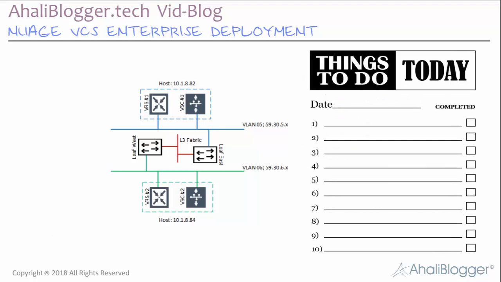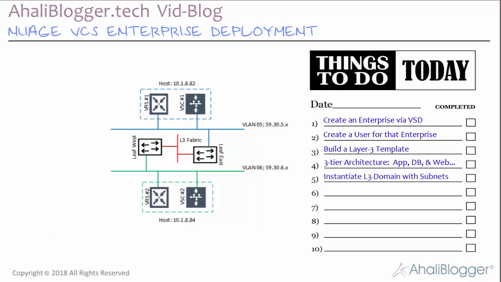So as per the blog, we'll create an enterprise within the VSD Dashboard. Then we'll create a user for that enterprise. We'll then create an L3 template, a three-tier architecture with app, DB, and web zones. Then we'll create subnets for each of those zones. Then we'll attach VMs to the app zone and DB zone and verify connectivity and reachability between the two VMs.